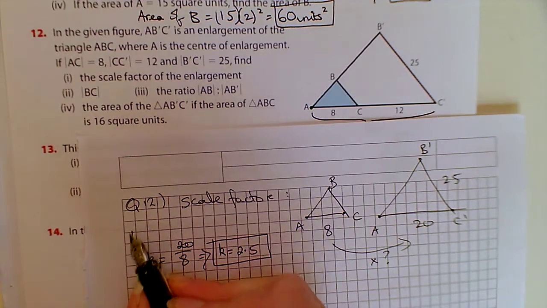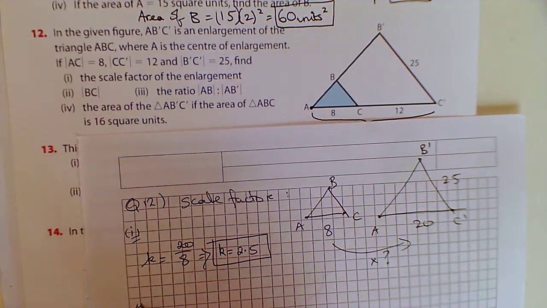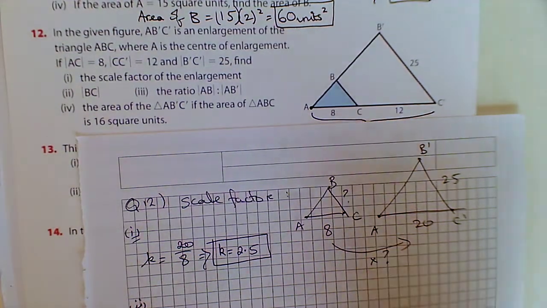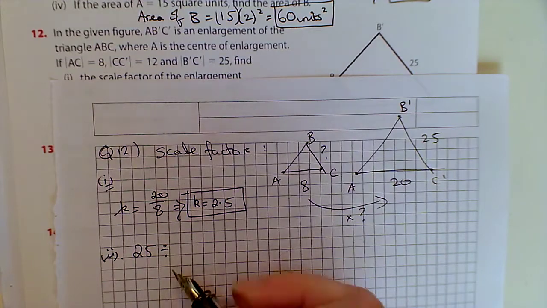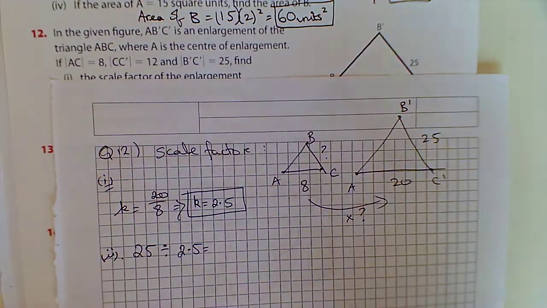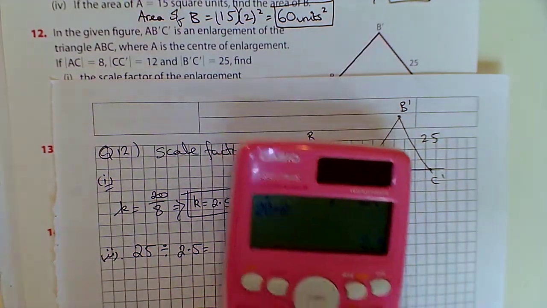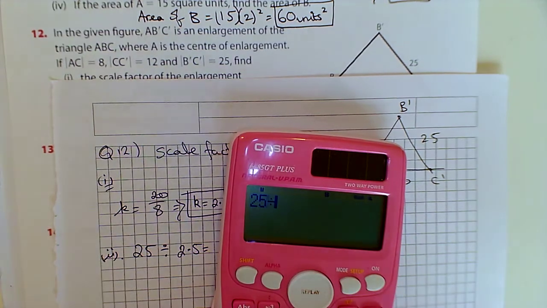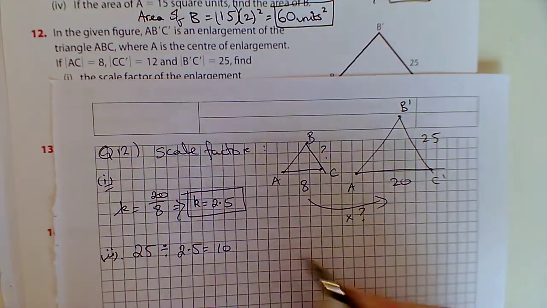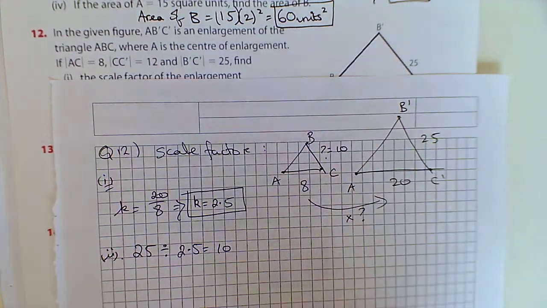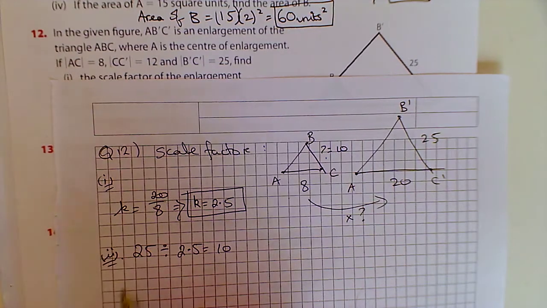Then the next part, find BC, find this. Well, it's going to be the longer side here, 25 divided by that scale factor, divided by 2.5. So that should be 10, but let's do it in the calculator. 25 divided by 2.5, which is 10. 10. And then fill it in straight away. So that is 10.